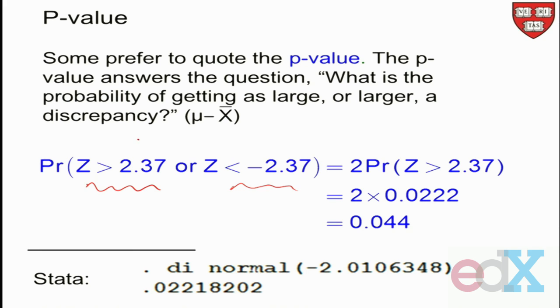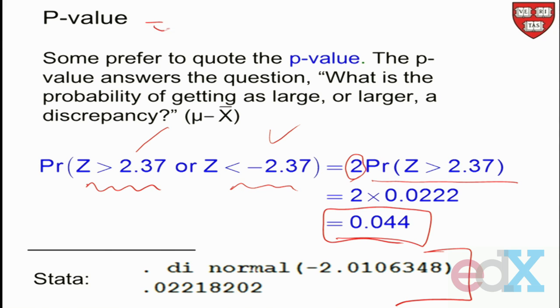Now remember, the standard normal has mean 0, standard deviation 1, and is symmetric about the origin. So the probability that it's greater than this or less than minus that is the same as 2 times the probability that it's bigger than 2.37. The probability that it's bigger than 2.37 is 0.0222, and I know that from this call to Stata. So 2 times that is 0.044. So the p-value in this case is 0.044.